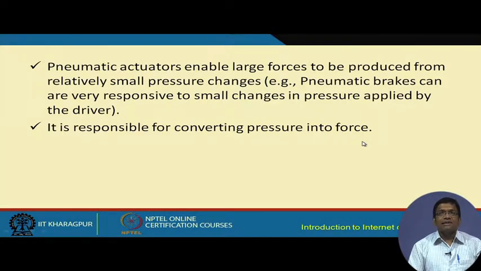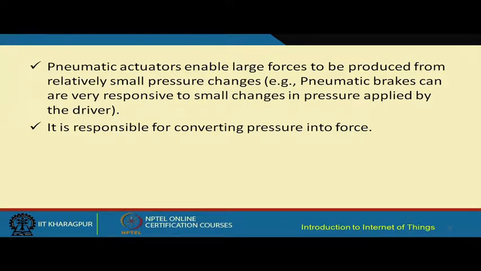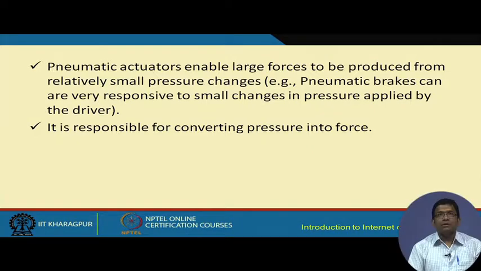Pneumatic actuators basically exert a lot of force. For example, pneumatic brakes can be very responsive to small changes in pressure applied by the driver. Pneumatic brakes are quite common in trucks, while hydraulic brakes are more common in cars.